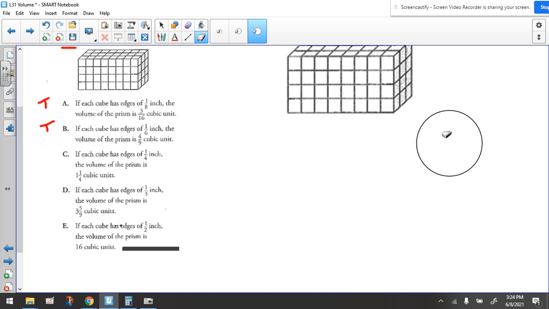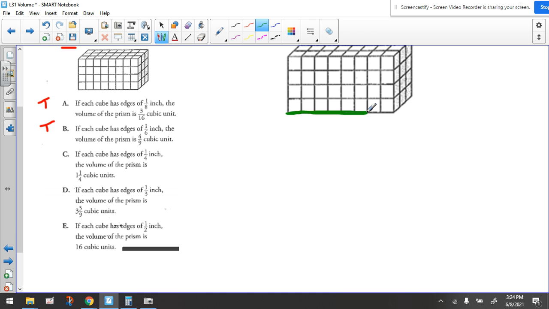So choice D, we have if each cube has edges of 1/3 inch, the volume of the prism would be 3 5/9 cubic units. So if they're saying that that line right there is 1/3 of an inch, let's count it out. 1/3, 2/3, 3/3. So there's an inch, right? There's 3/3. 4/3, 5/3, 6/3. So now we're up to 2 inches, right? That's 2 inches right there that I have traced in green. We have a little more than that, right? So we have 2 and a little more. So 1, 2, 3, 4, 5, 6/3, 7/3, 8/3.